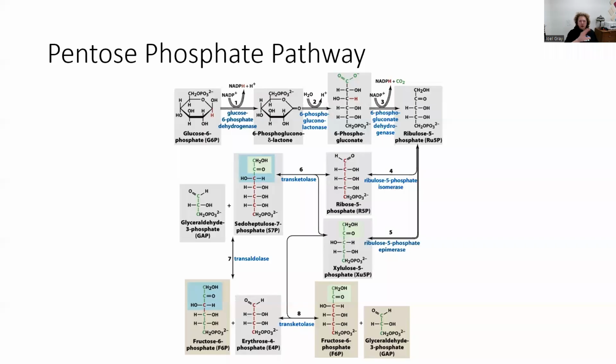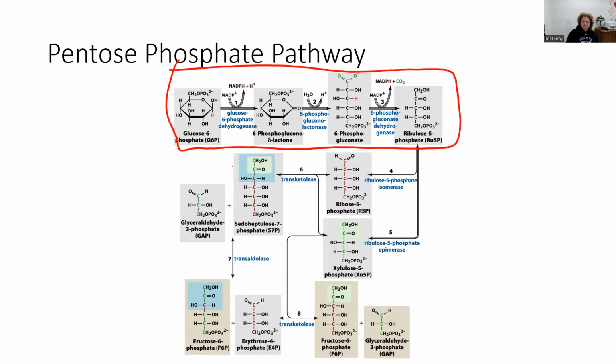So as a review, here's our entire pathway. This first portion at the top, we've already discussed. This is our oxidative phase. Now, everything else constitutes our non-oxidative phase. Our oxidative phase is where we generated our NADPH, which is one of our two major components, and our non-oxidative phase, where we're not generating any NADPH, but instead we're generating more ribose 5-phosphate, our second major molecule.